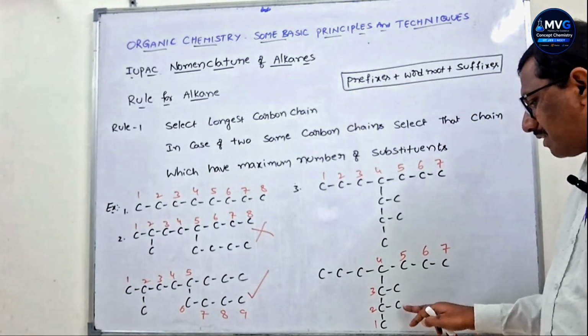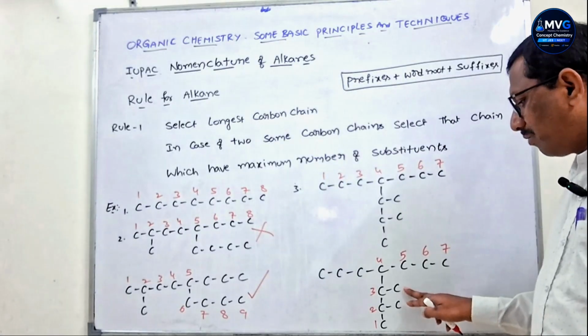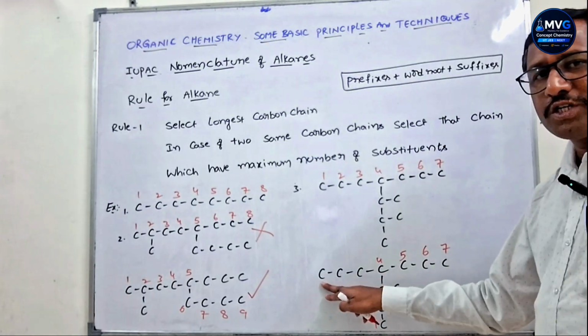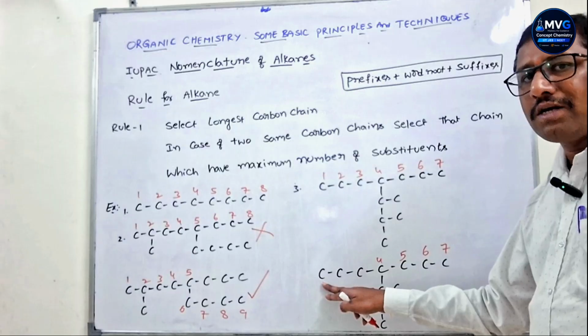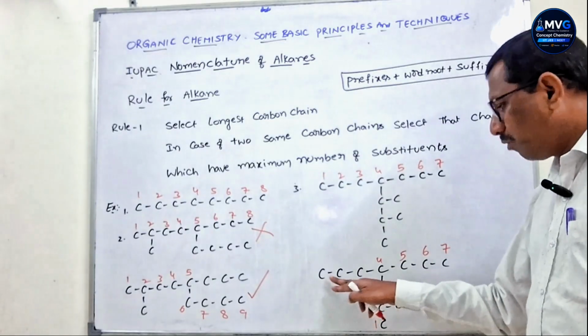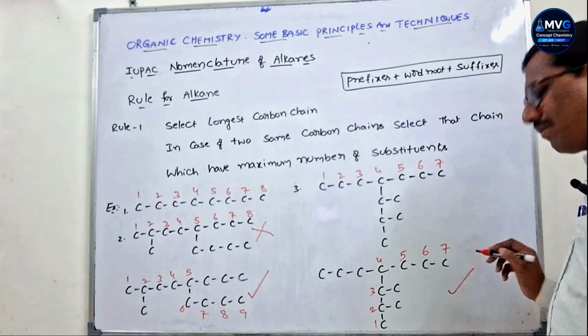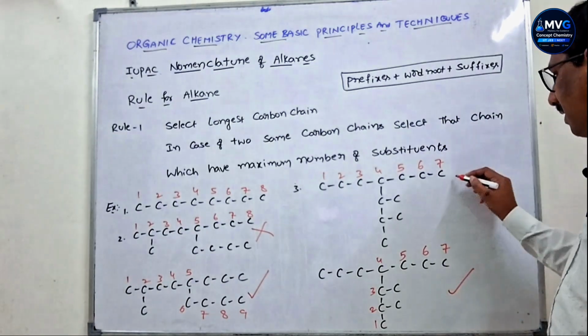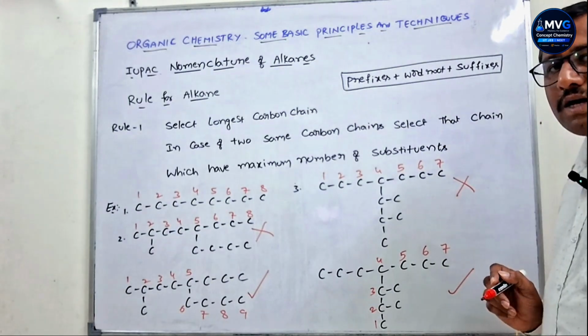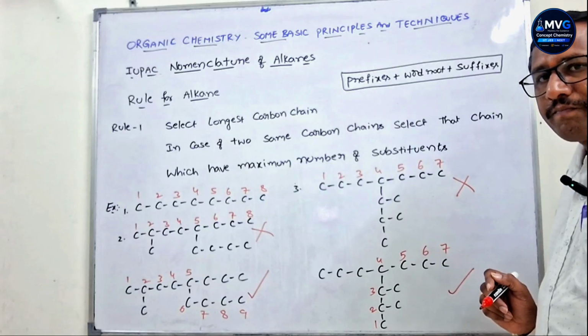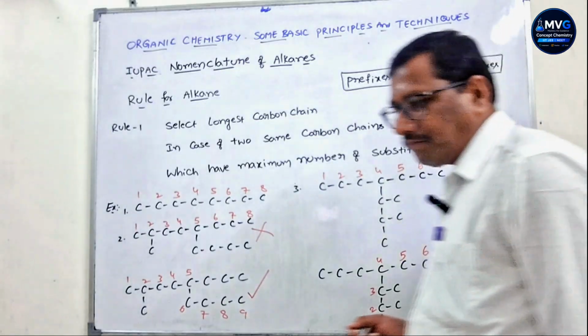Now here, students, at the second position one substituent is there, at the third position a substituent is there, at the fourth position a substituent. Substituents means those which are not included in the carbon chain. So more substituents are included in this way of selecting the carbon chain. So this is the correct way of selecting the carbon chain. This is the wrong way of selecting the carbon chain, students. Please note down.